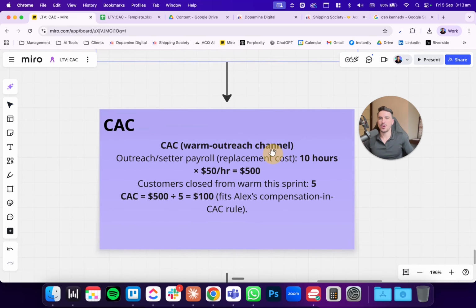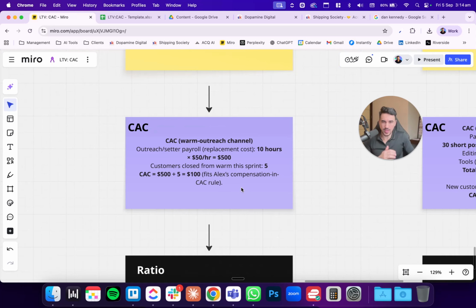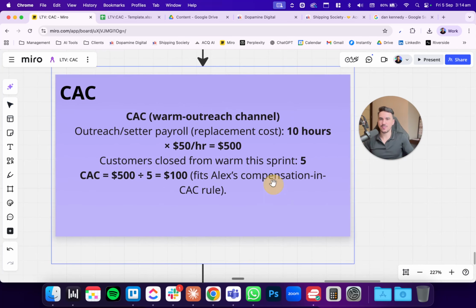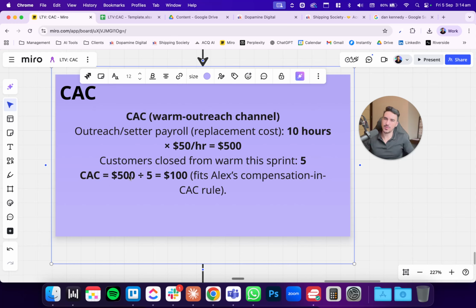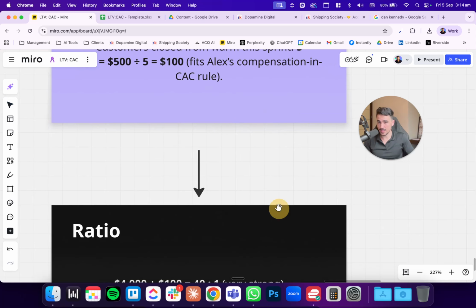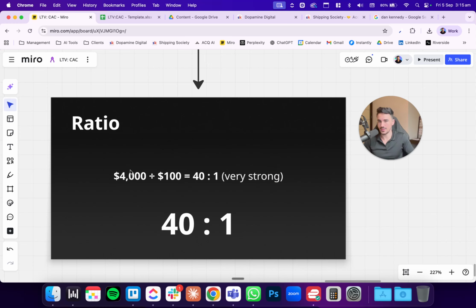And now the cost of acquiring a customer. So we have an outreach setter payroll, we say replacement costs, 10 hours. Customers closed from this sprint, 5. So cost of acquiring a customer is $500 divided by 5 equals $100. So you can see that the cost of acquiring one customer is extremely low, and the lifetime gross profit of a customer is extremely high. Therefore, we get a crazy return, 40-1.